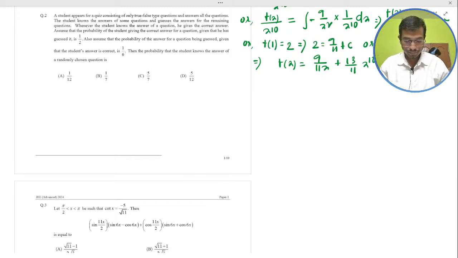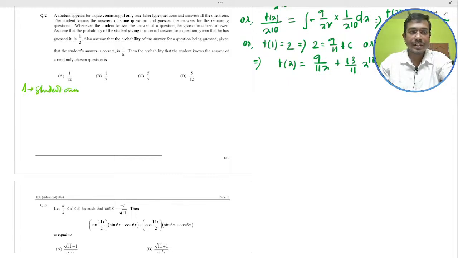Simple. You have to use the Bayes theorem. Okay. Consider A: a student's answer is correct. E1 means he knows the answer, and E2 means he guesses the answer.